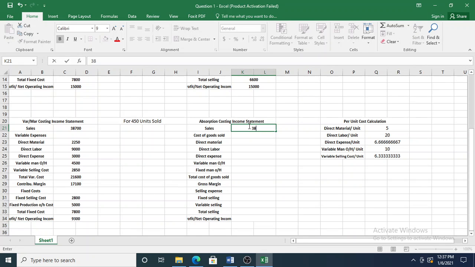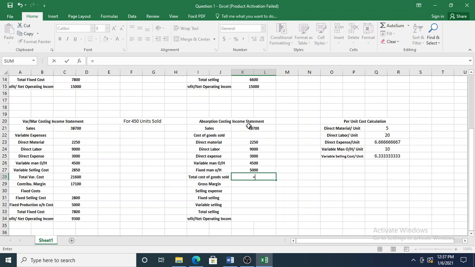Sales again is 38,700. Cost of goods sold, basically we've calculated the direct material and stuff like that, all the necessary data from here, so we're just going to copy everything and bring it here. So the direct material is 2,250. Direct labor is 9,000. Direct expense is 3,000. Variable manufacturing overhead is 4,500. Fixed manufacturing overhead or fixed production overhead cost is 5,000.